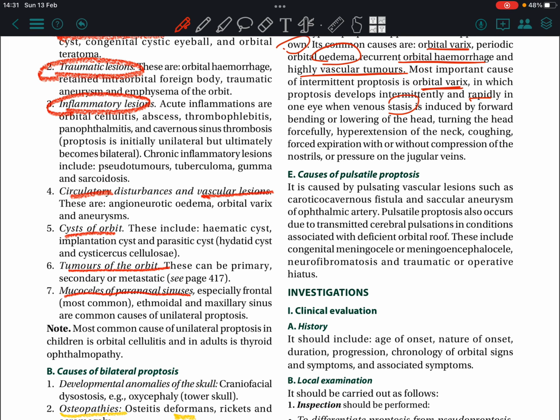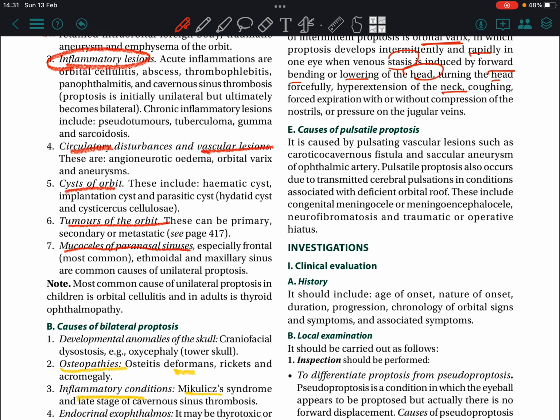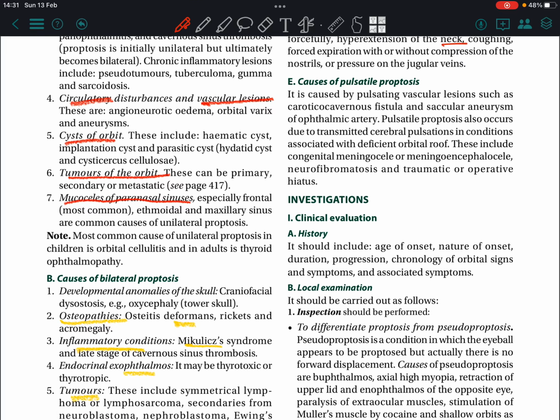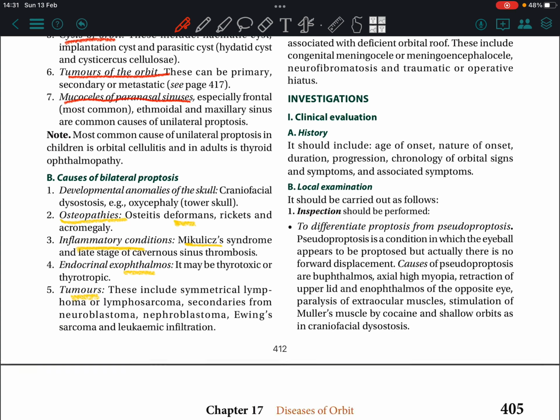It occurs when venous stasis is induced by forward bending or lowering of the head, turning the head forcefully, hyperextension of neck, coughing, etc. Cause of pulsatile proptosis: it is caused by pulsating vascular lesions such as carotico-cavernous fistula, saccular aneurysm of ophthalmic artery, etc.